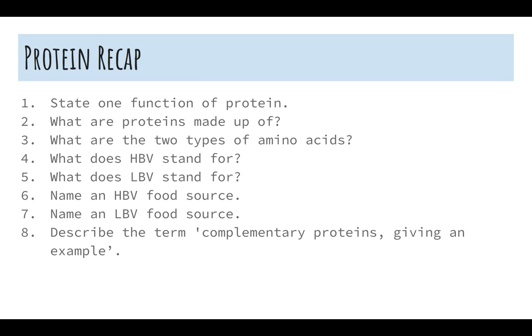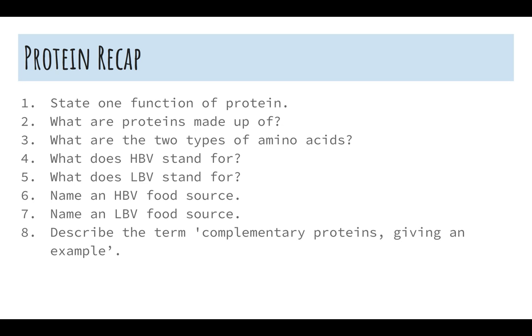Number 4, what does HBV stand for? HBV stands for high biological value. Number 5, what does LBV stand for? It stands for low biological value. Number 6, name an HBV food source. Now hopefully remember from the last lesson that HBV food sources are generally animal sources such as your chicken, your fish, your eggs, your cheese, your milk, and remember the exception, corn, tofu, mycoprotein. Okay, and they're high biological value because they contain all of the essential amino acids.